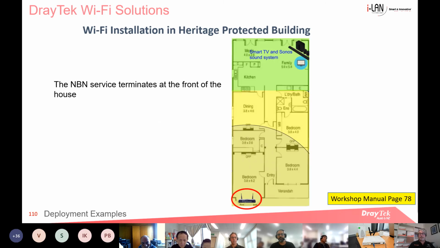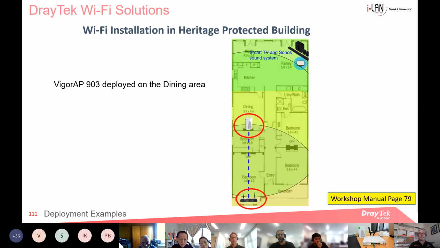The NBN service terminates into a Vigor 2927AC router placed at the front of the house, circled in red here. As shown in the floor plan, the Wi-Fi coverage from the router only extended partially to adjacent rooms. Those sandstone walls really took the Wi-Fi signal out. The entertainment area down the back had pretty much no signal, so additional access points had to be placed at locations to extend the coverage.